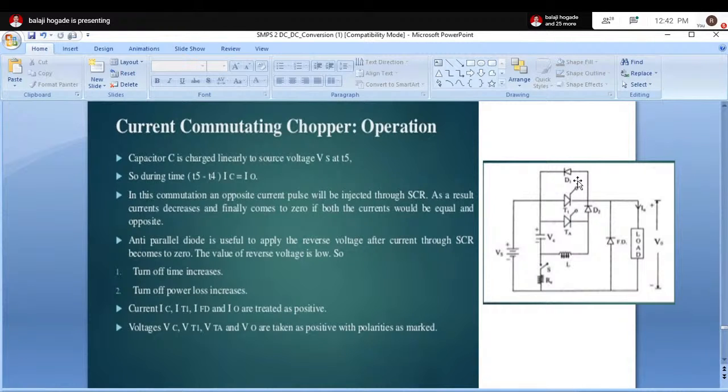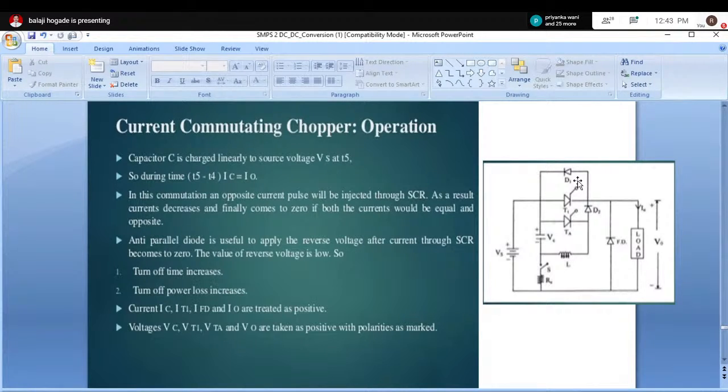The value of the reverse voltage is low, so turn off time increases, turn off power loss increases. Currents IC, IT1, IFD and I0 are treated as positive. All the currents flowing through the circuit are positive. Turn off power loss increases. That means the power during the turn off is more.